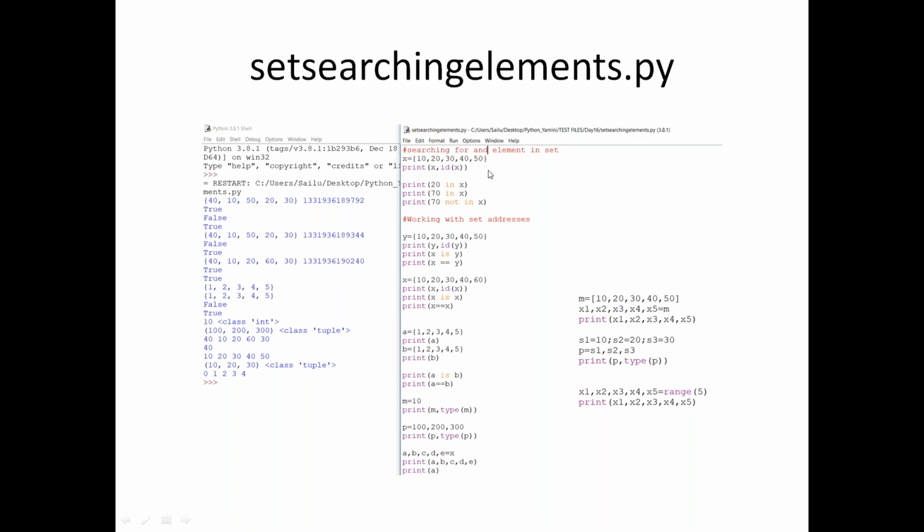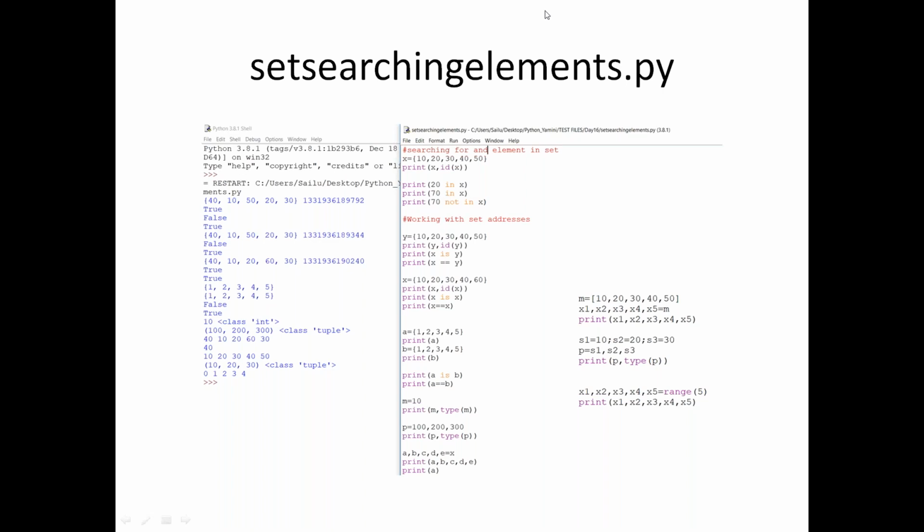So I have some numbers x, 10 to 50, and print x and id of x, which is going to display the address of the location. Now print 20 in x. The system is going to return a boolean value, true or false. And print 70 in x. 70 is not available, so the system is going to return false.